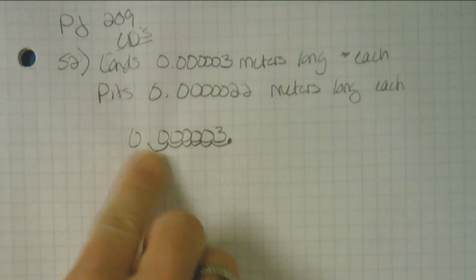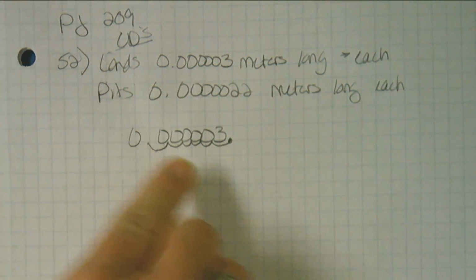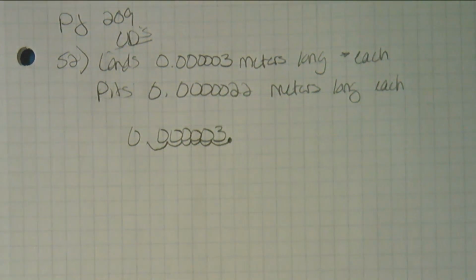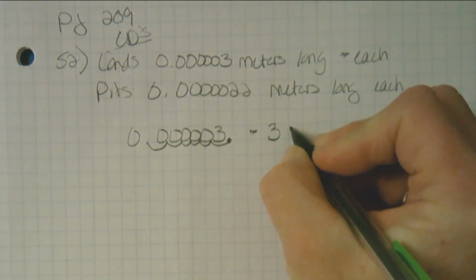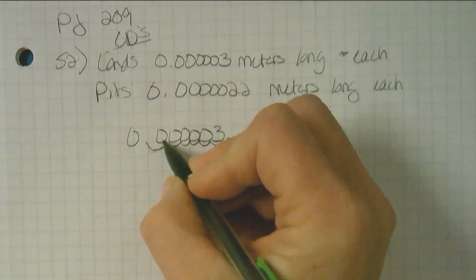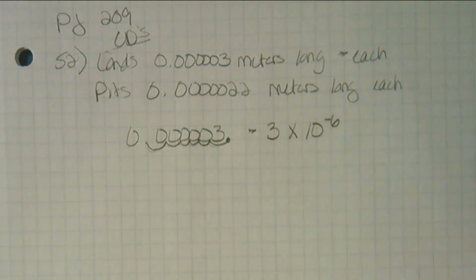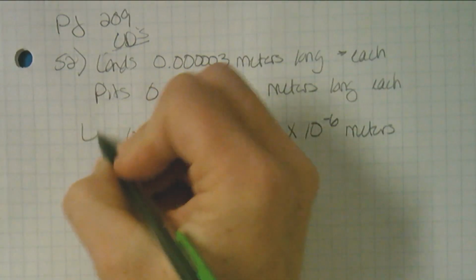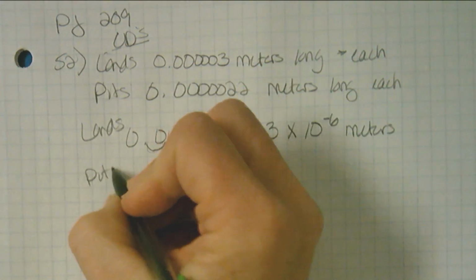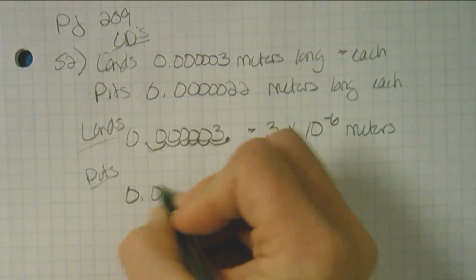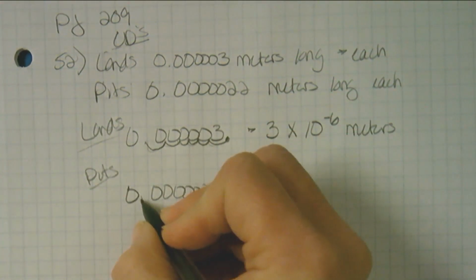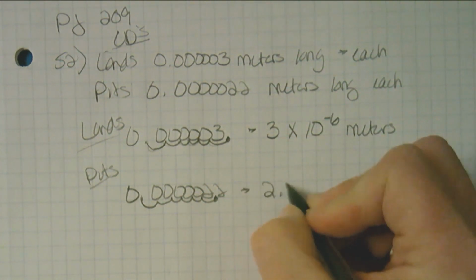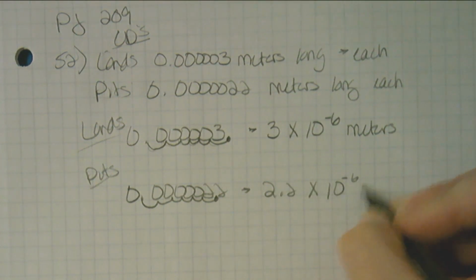This is the work I should expect to be seeing in changing standard form to scientific notation. Some of you are forgetting to show me that decimal work. So that ends up being 3 times 10 to the negative 6 meters. These are our lands. And then we talk about our pits. So again, I'm moving the decimal 6 places. So this is 2.2 times 10 to the negative 6 meters.